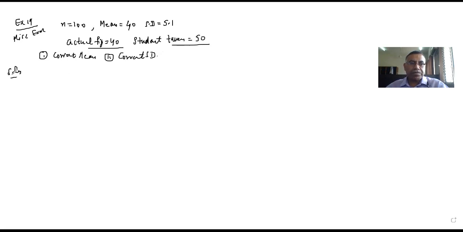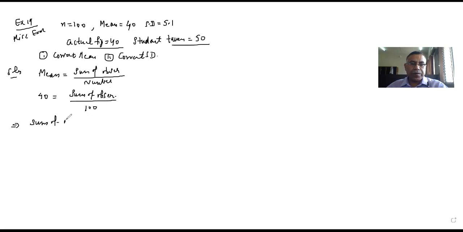Solution. Now see, mean is equal to sum of observations divided by number. Now he has calculated mean 40. Sum of observations I don't know. Number is 100. So which implies the sum of observations is 4,000.